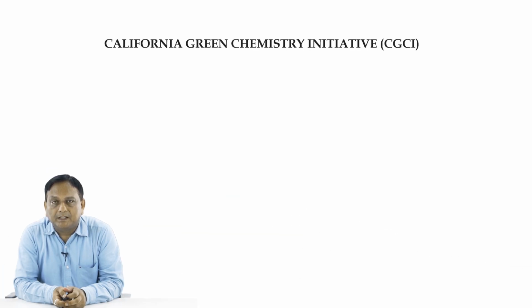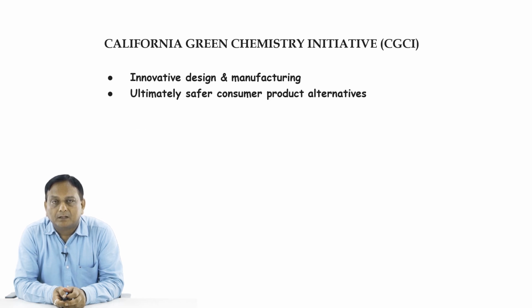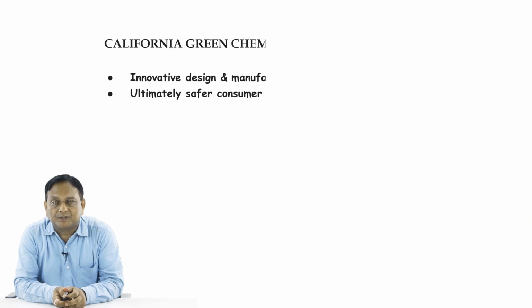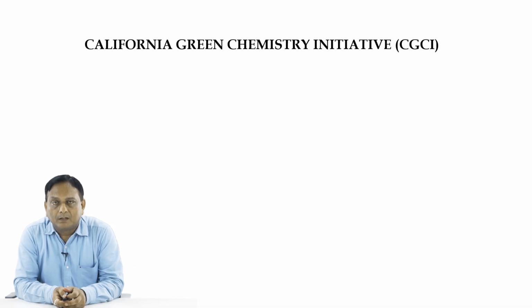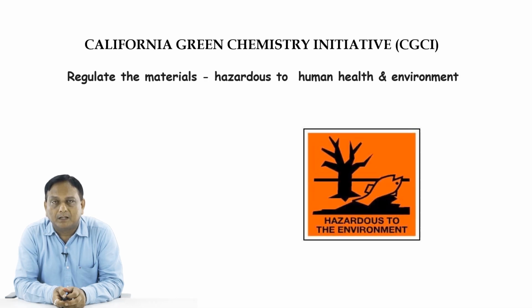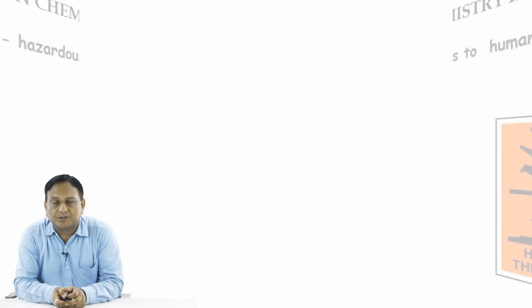Now, the California Green Chemistry Initiative is another state initiative, which talks about innovative designs and manufacturing. Safe consumer product alternatives are covered under this category, and it talks about the green chemistry part. It also covers regulating materials which are hazardous to human health and the environment. So, CGCI talks about the California Green Chemistry Initiative.